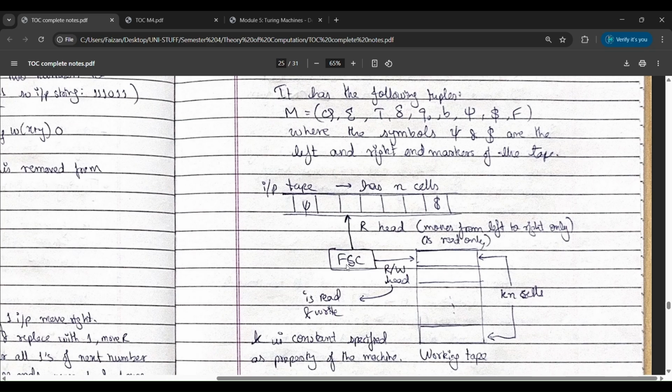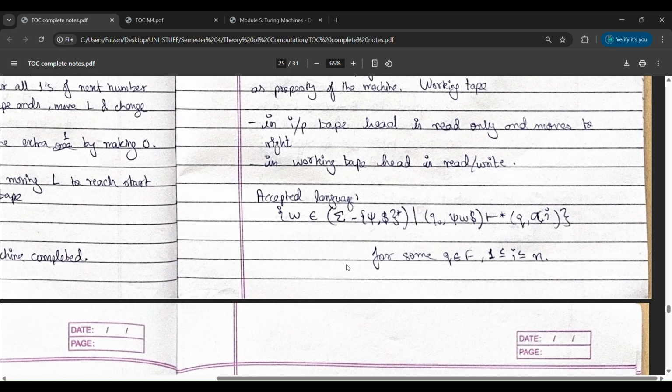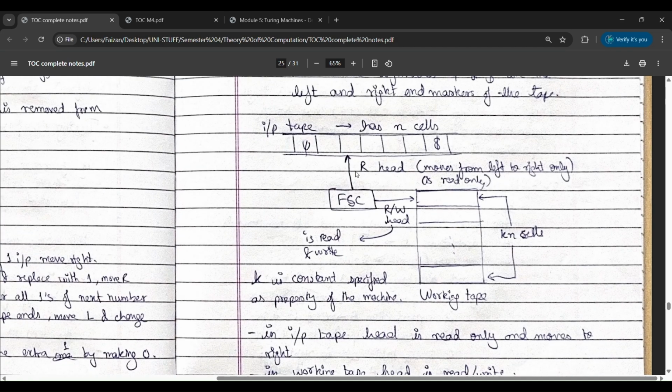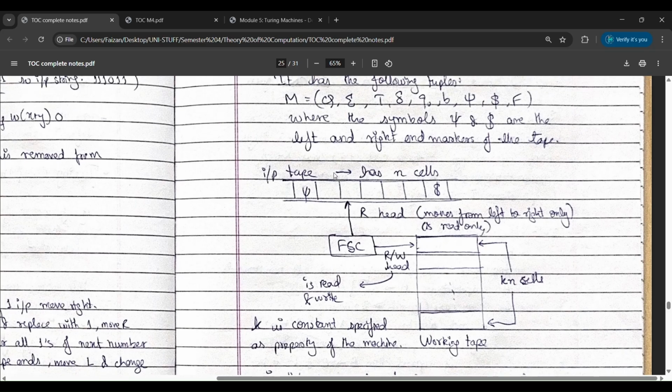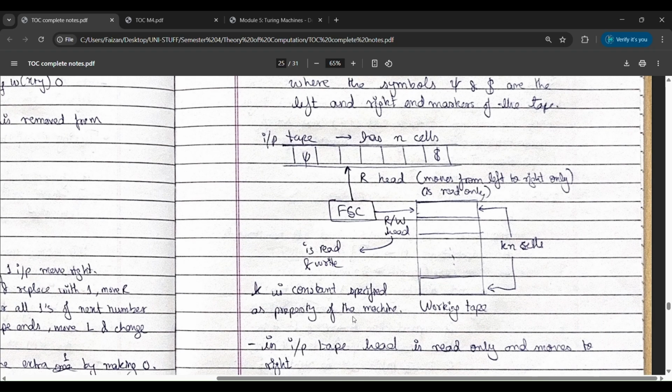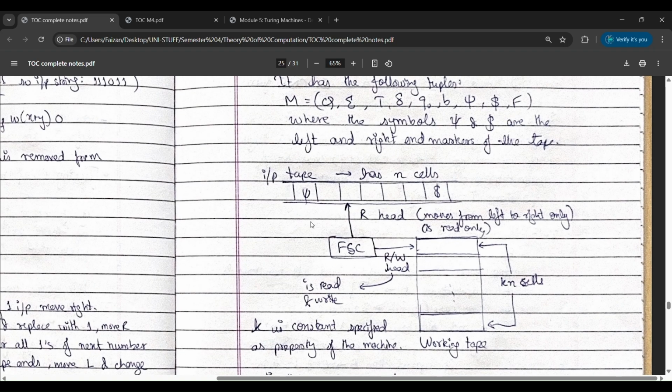So the input tape, for example, has n cells. The FSC is the same thing as the read head. Over here you only have a read head for the input tape, and the writing is done on the working tape. You have a single input tape which has n cells, and the working tape is k times n cells, where k is a constant specified by the property of the machine. So that depends on the machine. It's not related to the input tape.